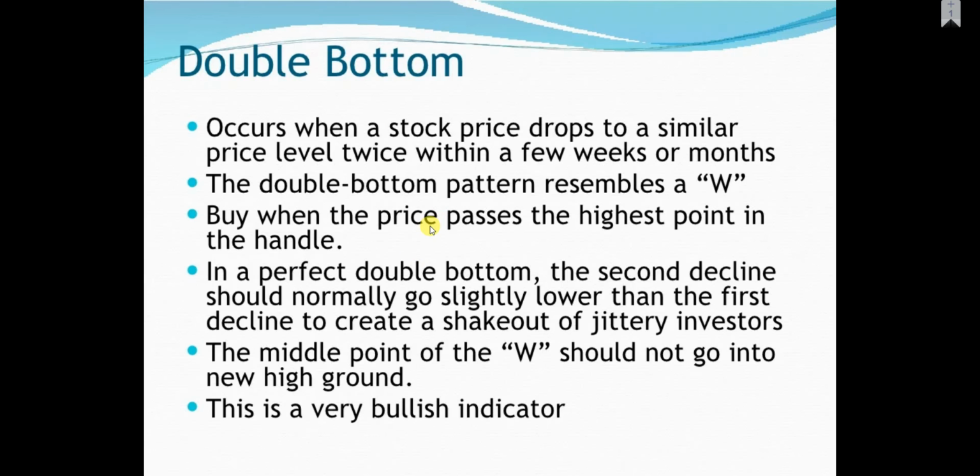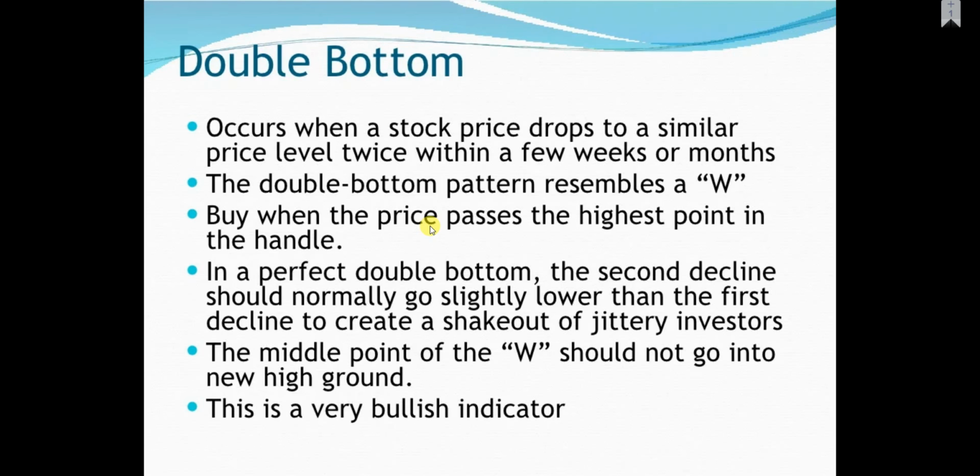Next is the double bottom. It occurs when a stock price drops to a similar price level twice within a few weeks or months. The double bottom pattern resembles a W. In a perfect double bottom, the second decline should normally go slightly lower than the first decline to create a shakeout of jittery investors. The middle point of the W should not go into a new high, and this is a very bullish indicator which is useful in technical analysis.